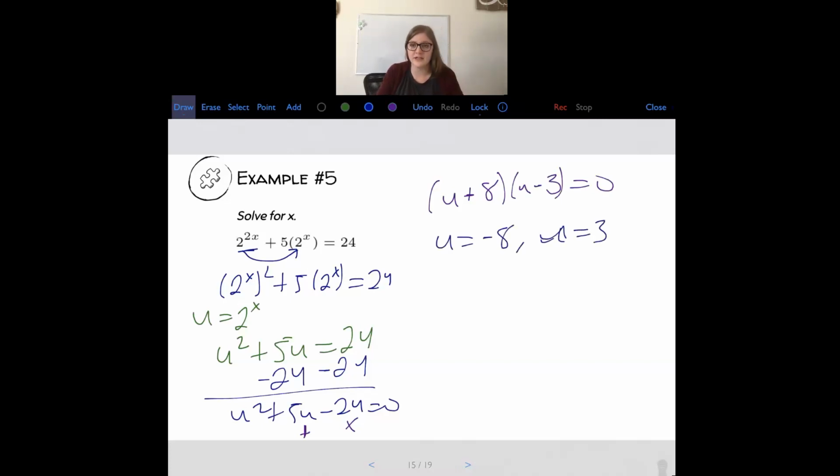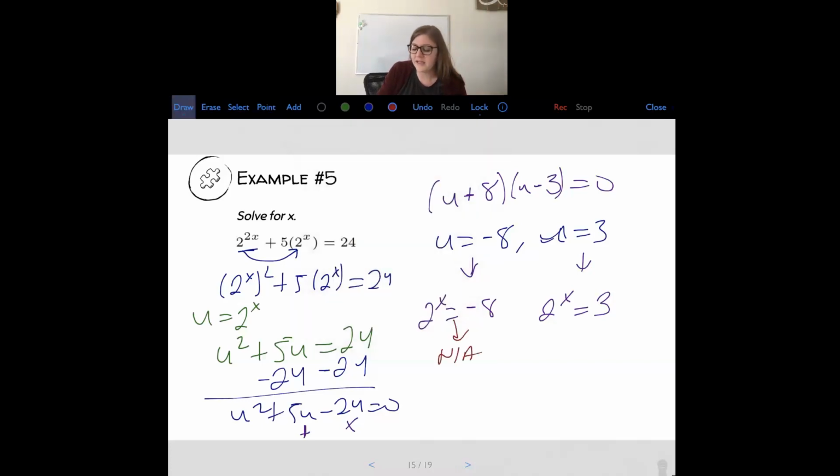Okay, now we're not done here. We can't just circle this. Remember that we made a substitution. So we have 2 to the x is equal to negative 8, and we have 2 to the x is equal to 3. So for 2 to the x equal to negative 8, we can't raise 2 to any power and get a negative. Even if we raise 2 to the negative third, that's 1 over 8, not negative 8. So from here, we don't get an answer.